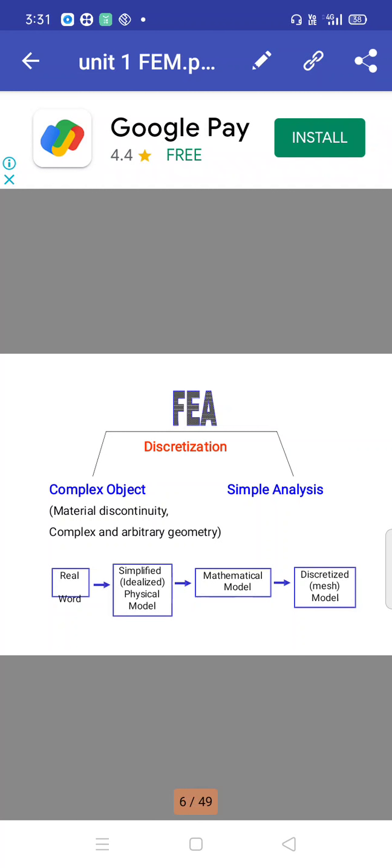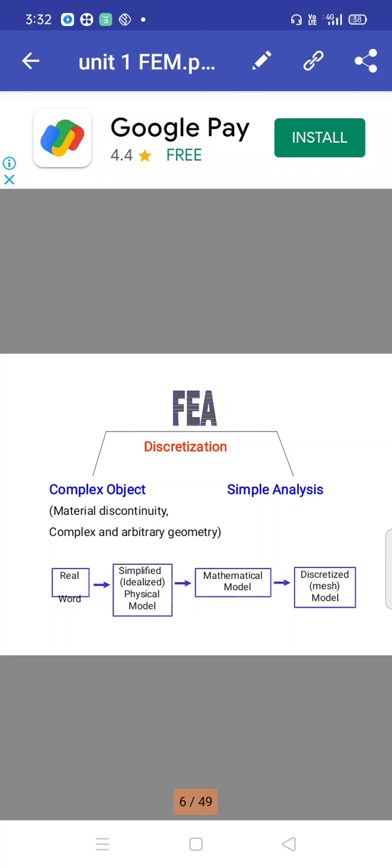So FEA, discretization. Discretization means splitting up a huge component into a number of small pieces. We have complex objects with material discontinuity and complex, arbitrary geometry. So the real world is simplified into an idealized physical model, then a mathematical model, then a discretized model, that is the mesh.